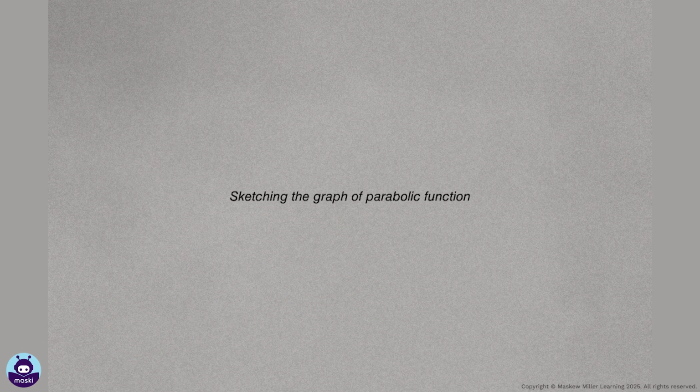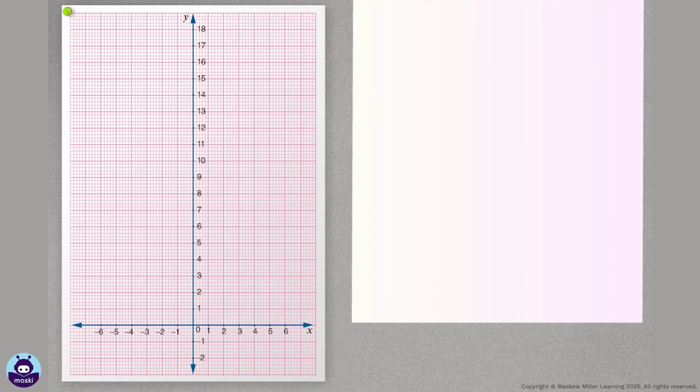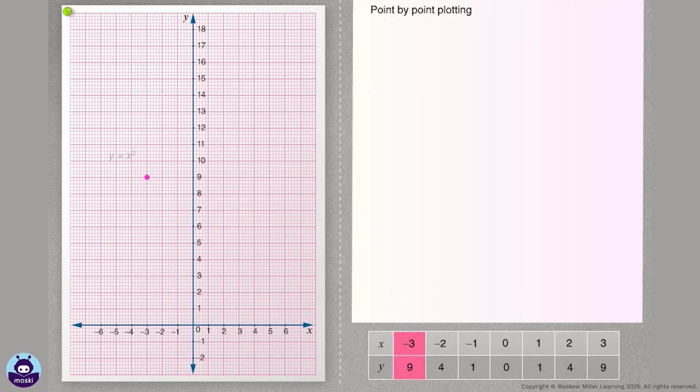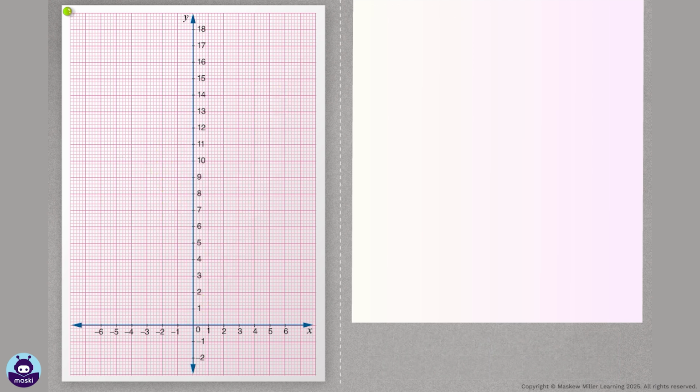Sketching the graph of the parabolic function. Until now, we have drawn parabolas using a table of values and by plotting. We shall now use the characteristics of a parabola to draw a sketch graph.